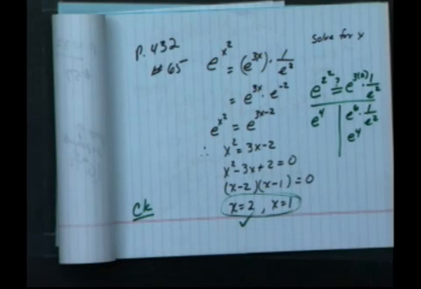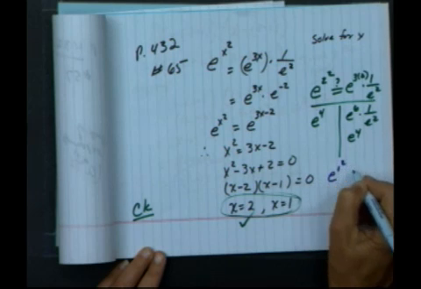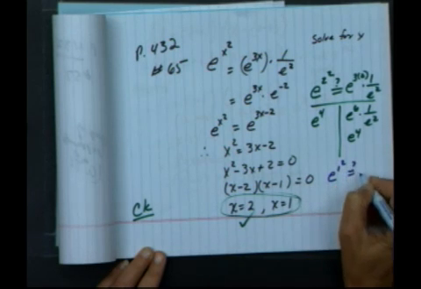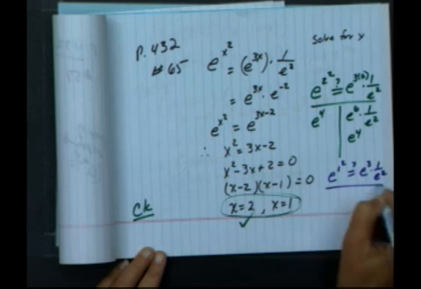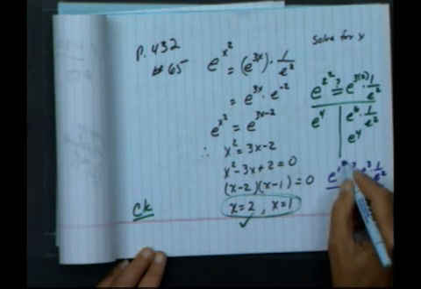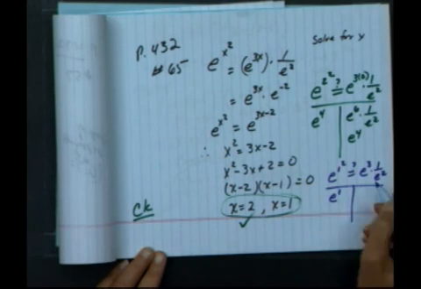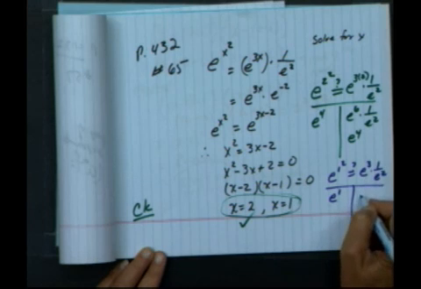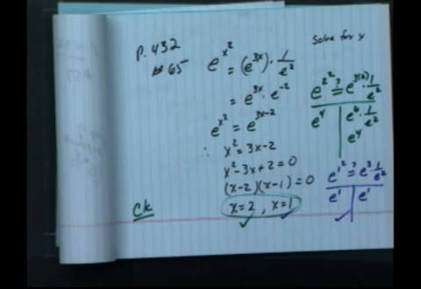All right, let's try 1. Is e to the 1st squared equal to e cubed times 1 over e squared? Well, e to the 1st squared, 1 squared is 1, so that's e to the 1st. And then e cubed divided by e squared is e to the 1st. Check. Okay, so you always check going back to your original problem.